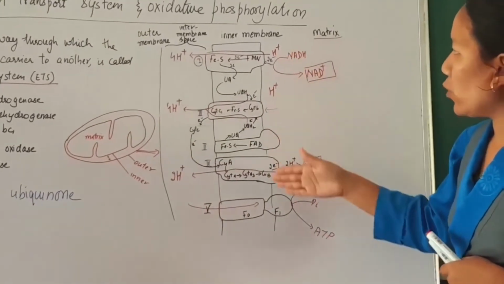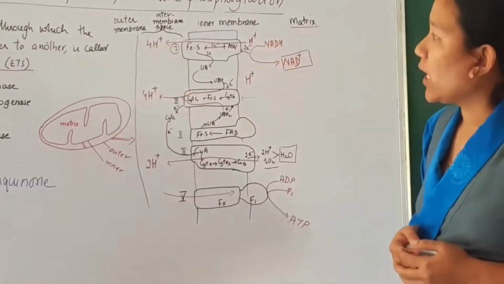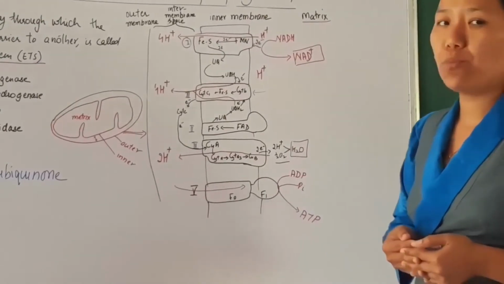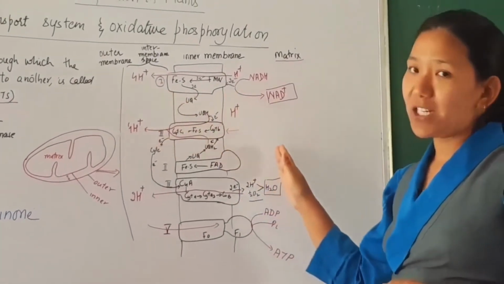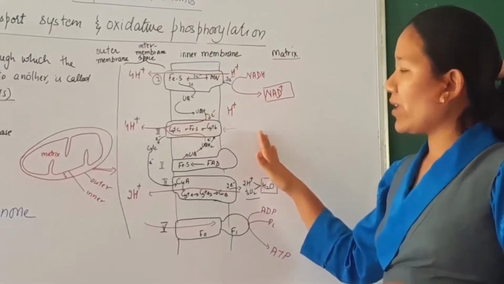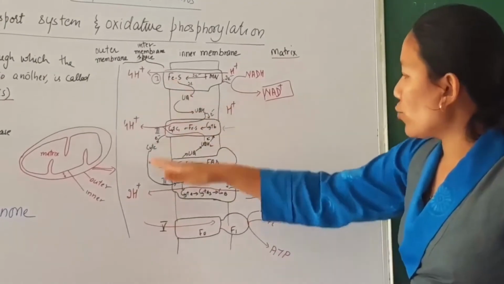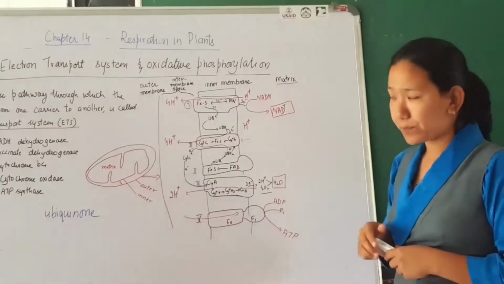So in this way you can see that while the electron is being transferred in the ETS system, proton is also pumped into the intermembrane space, thereby creating a gradient. So lesser hydrogen ion here, more hydrogen ion here, or it is hydrogen ion or proton. So protons are more here and lesser in the matrix.